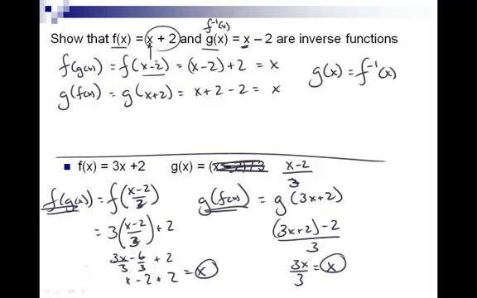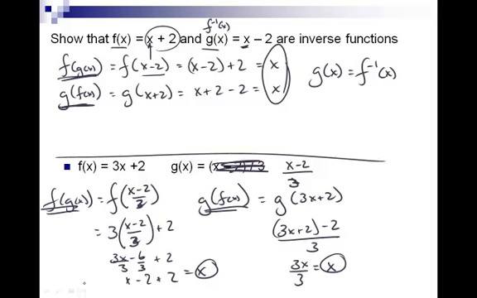So this is how we work it if we are given two functions and asked to determine whether or not they are inverses. We do the composite of f of g of x and then the composite of g of f of x. If both of those simplify to x, we can say that these two functions are in fact inverses of each other.